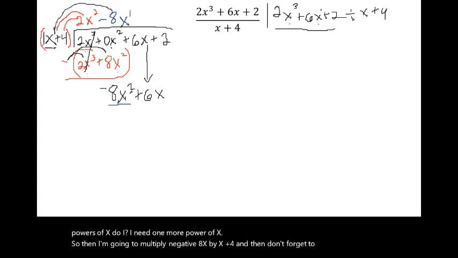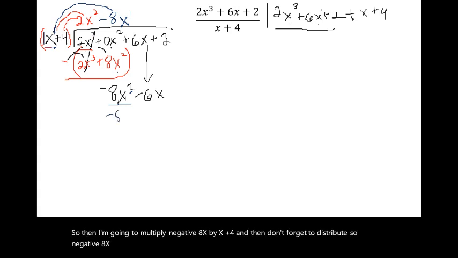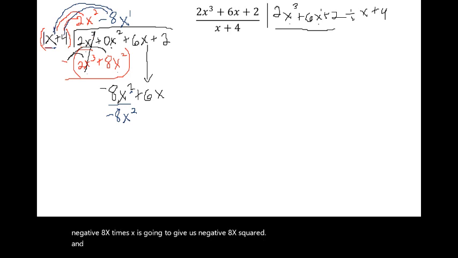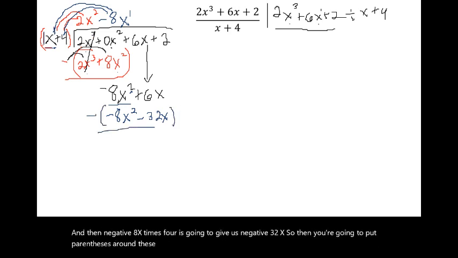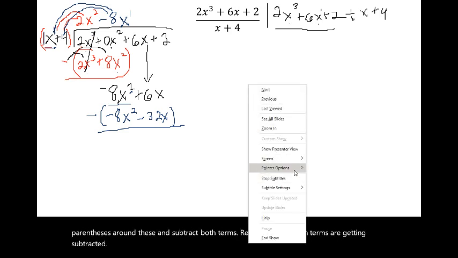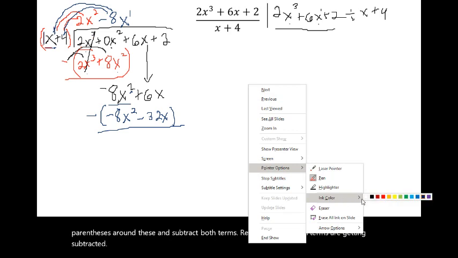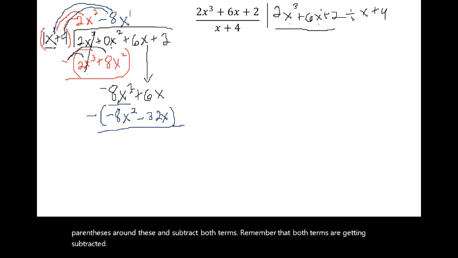So negative 8x times x is going to give us negative 8x squared. And then negative 8x times 4 is going to give us negative 32x. So then you're going to put parentheses around these and subtract both terms. Remember that both terms are getting subtracted. So then we're going to subtract one term at a time.